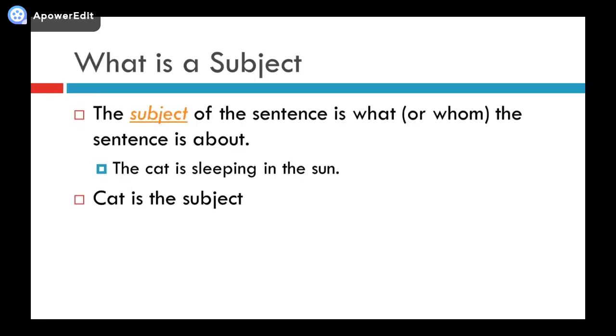Let us start with a subject. Now, what is a subject? A subject of the sentence is what or whom the sentence is about. Okay, so what it means, when you read a sentence, it is generally about someone or something. It is telling you something, that sentence, when you read, right? So what or whom is the sentence talking about? That you have to find out. And whoever it is, that is your subject. Now, the cat is sleeping in the sun. What are we reading about? We are reading about the cat. So the cat becomes your subject, right?